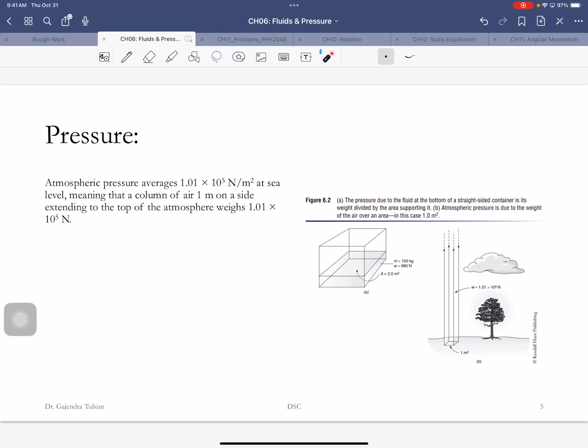Now it turns out that the air column is heavier at the bottom and it gets lighter and lighter at the top. There's less and less air. So actually, if you go about 5 miles up, the pressure is half an atmosphere there. So the first 5 miles has half the weight, and then the other half is the rest of the way up.